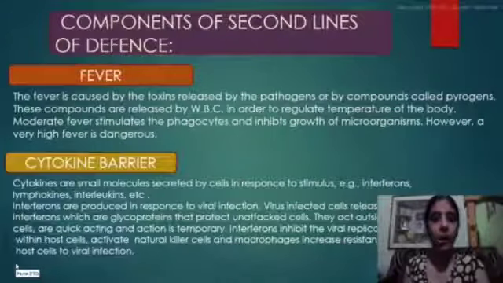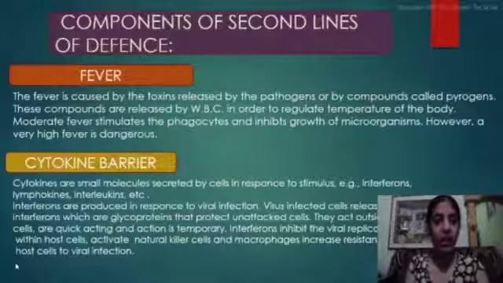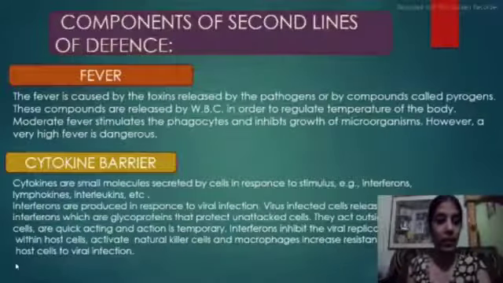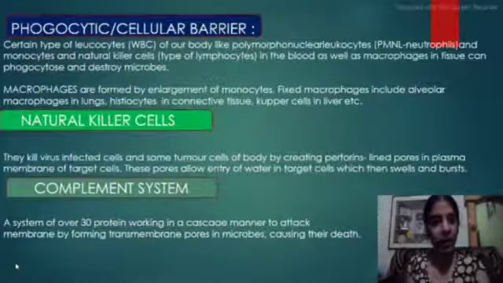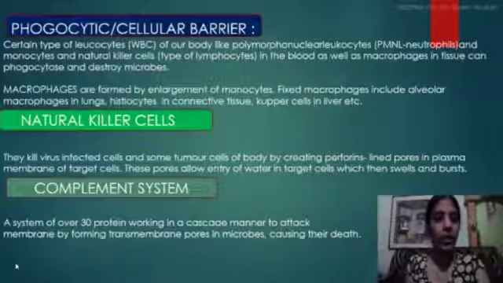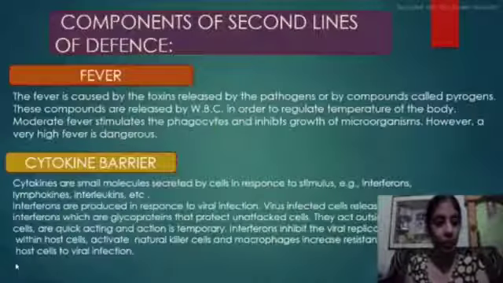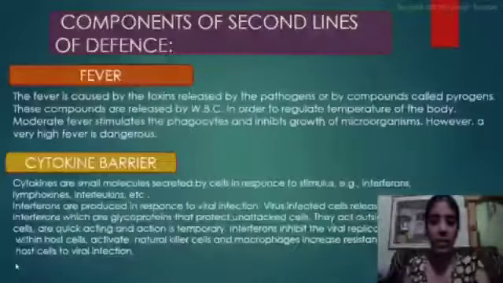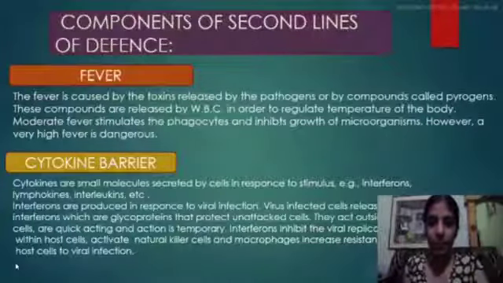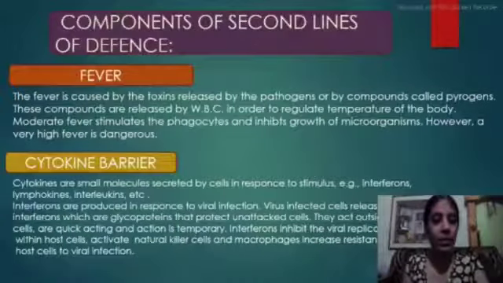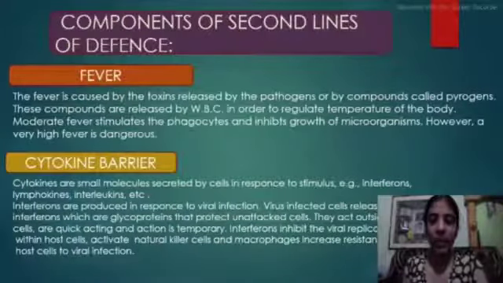Now, the components of the second line of defense. So here are the components: fever, cytokine barrier, phagocytic cells, natural killer cells, complement system. Talking about the fever. The fever is caused by the toxins released by the pathogens or by compounds called pyrogens. These compounds are released by WBCs in order to regulate the temperature of the body. Moderate fever stimulates the phagocytes and inhibits growth of microorganisms. However, a very high fever is dangerous.